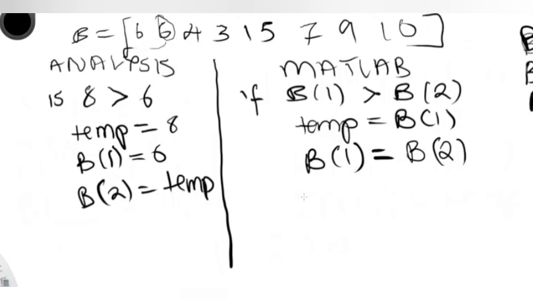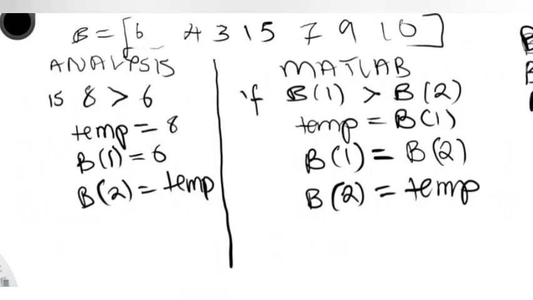And here we're going to say the same thing. We're going to say B2 is equal to temp. Meaning, what is temp? Temp is just 8. We're going to have an 8 here. So instead of having a 6, we're having 8. Then we say end.